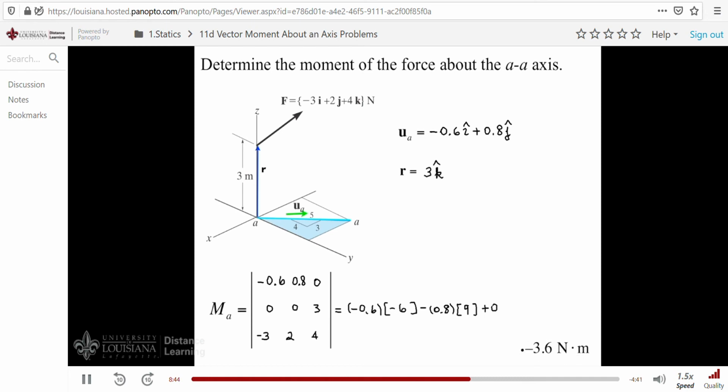And so here again, the negative sign simply means that the moment of this force around this axis will be going opposite to u sub a. And we can express the moment as a vector by simply taking this number and multiplying it by the unit vector, the direction in which it acts, and we'll get our result.